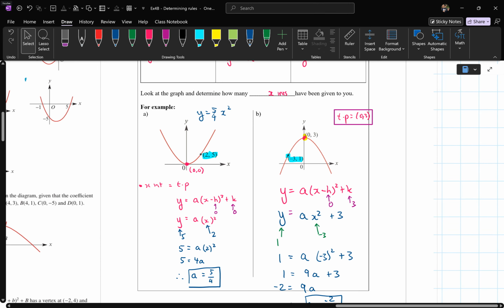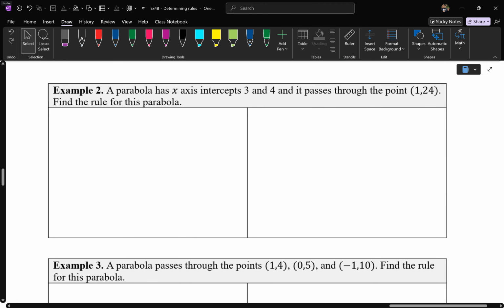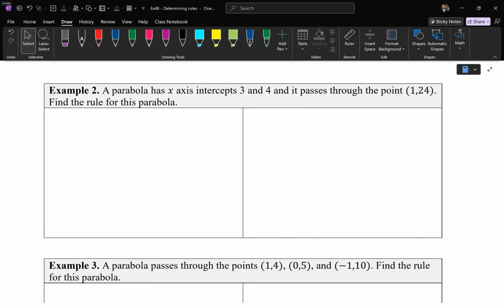Okay, so this is essentially the basics of what you're going to be doing. What about example 2 now? So now they don't give you a graph. They give you a sentence. So here I've got a parabola has x-axis intercepts 3 and 4, and it passes through the point 1, 24. Find the rule for this parabola. So what form or what can you deduce from this information? Can I please have, let's go with Tara.